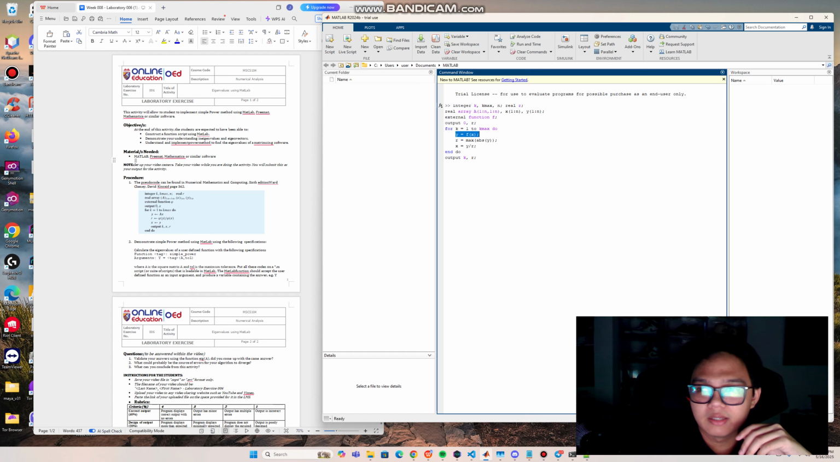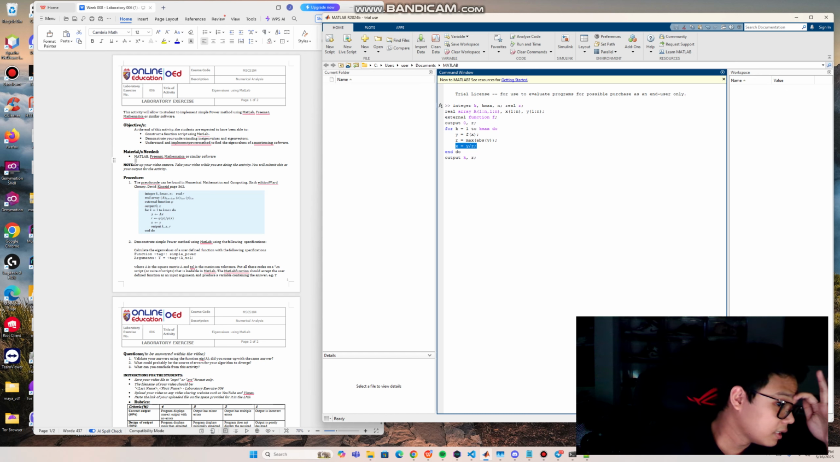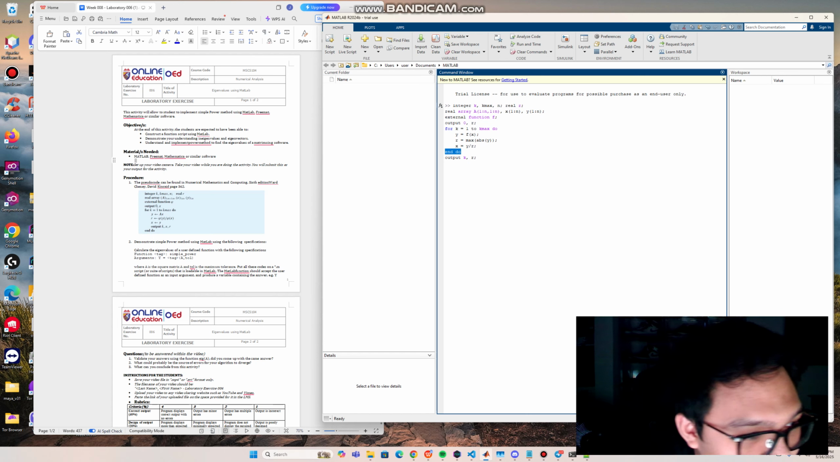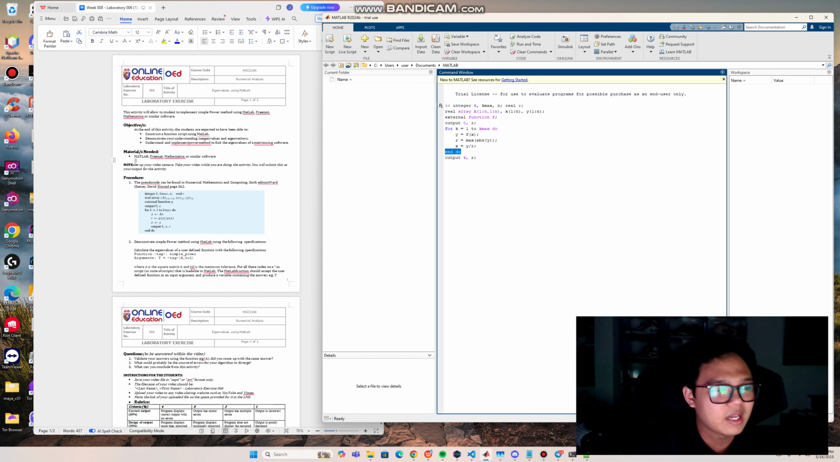So for this line, x equals y divided by z, this line normalizes the updated eigenvector y to obtain the new eigenvector x. So for this one, end do, this is the end of the iterated loop. For output k and r, this line outputs the final iteration count k and the dominant eigenvalue r.